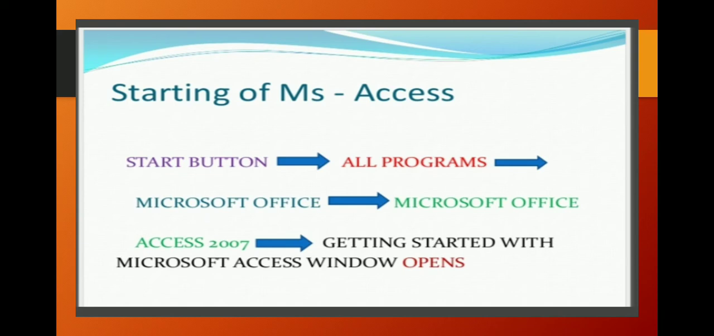Now we will see how to start Microsoft Access. MS Access has many authorized wizards that help in making a new database, tables, forms and reports. To open MS Access, click on the Start button, then select All Programs. After that, select Microsoft Office, then select Microsoft Office Access 2007. So the Getting Started with Microsoft Access window will open.